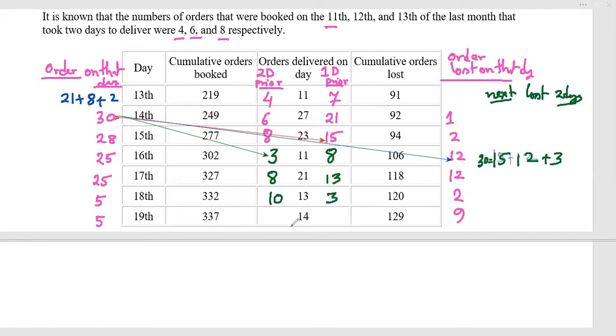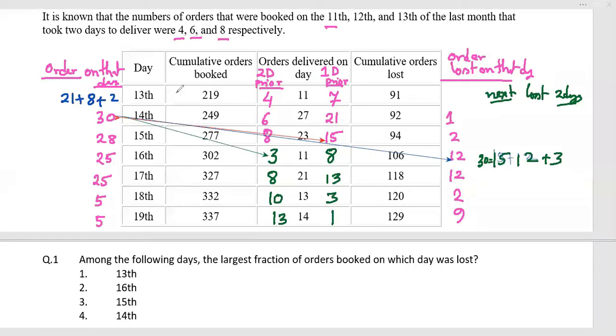It would be 3. It is 13. It is 1. So basically, we got this entire data, each day's orders, when they have been delivered: 1 day after, and number-wise, 1 day prior order, 2 days prior order, and lost order. Now we will go for our question solving. Now let us go for our question.